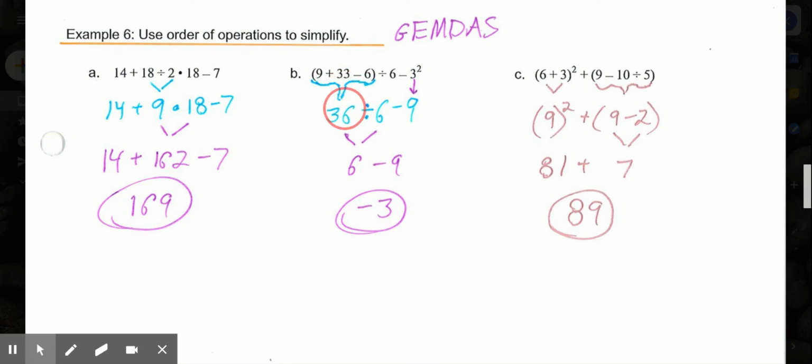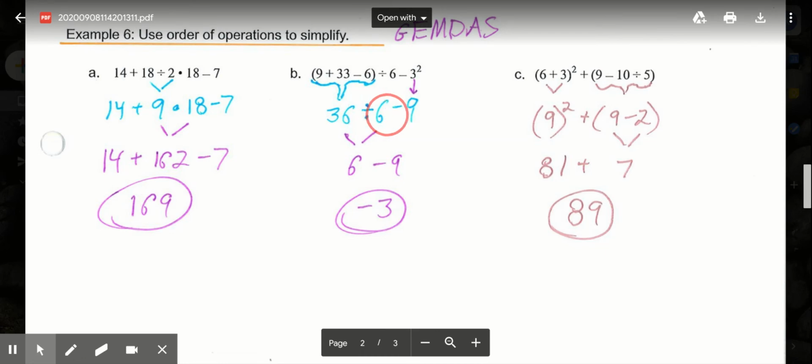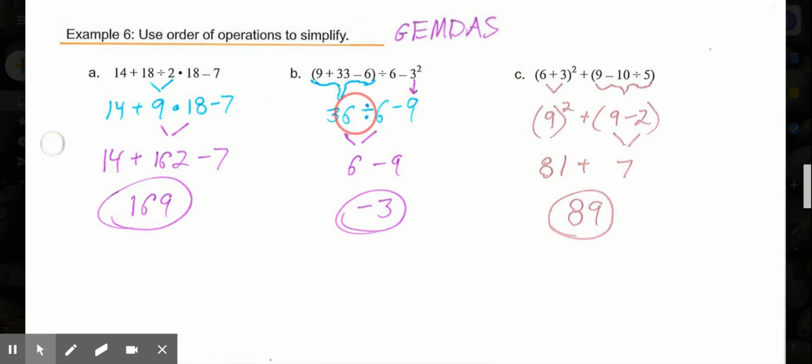So what I bring down is 36 divided by 6, and then I also have a 3 squared. So that 3 squared can be written as 9. So I took care of my exponent as well. Then I need to take care of division before subtraction. So 36 divided by 6 is 6, and 6 minus 9 is a negative 3.